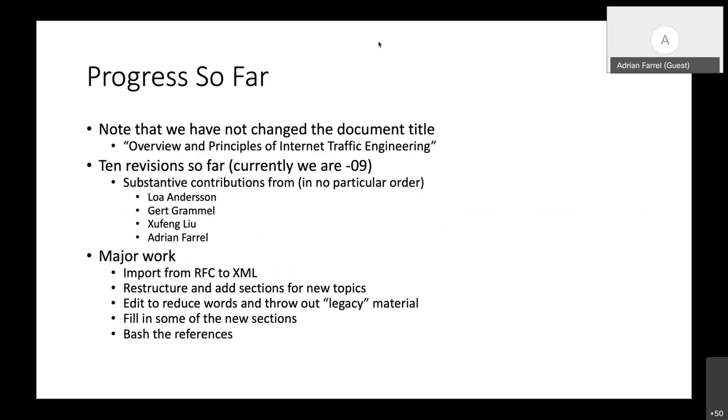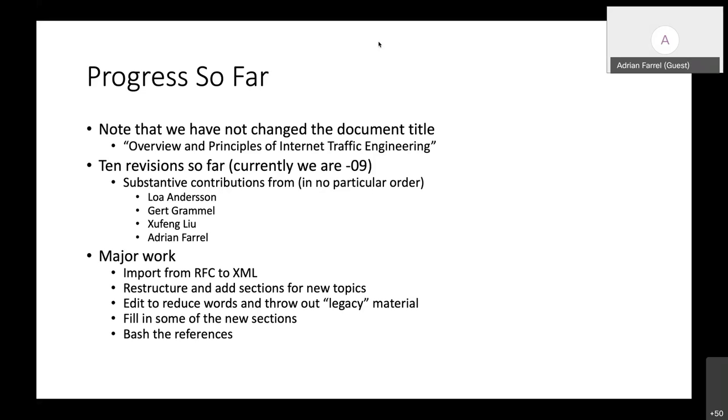Note first that we have not changed the document title. So this is still Overview and Principles of Internet Traffic Engineering. And the inclusion of the word internet there, I think, is pretty important. So stuff that is off in private networks or maybe deep in underlay networks is not so relevant.